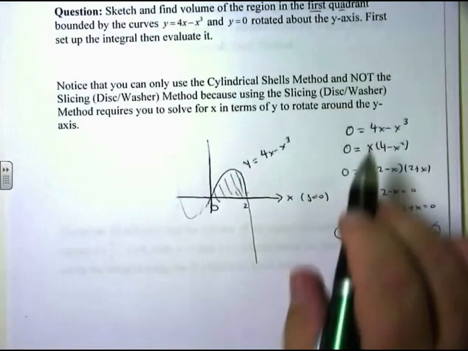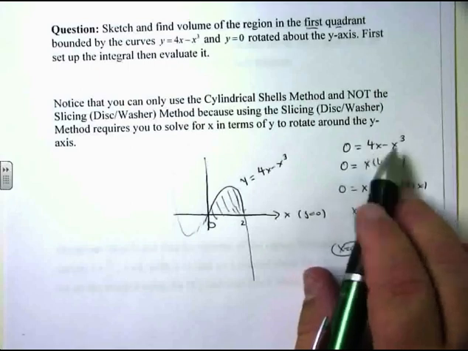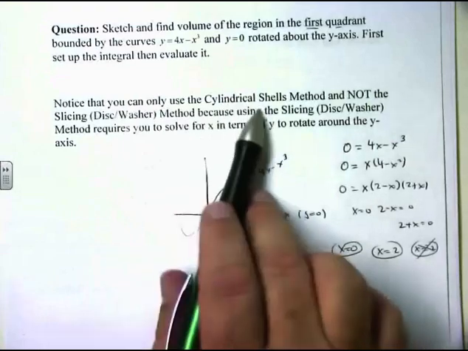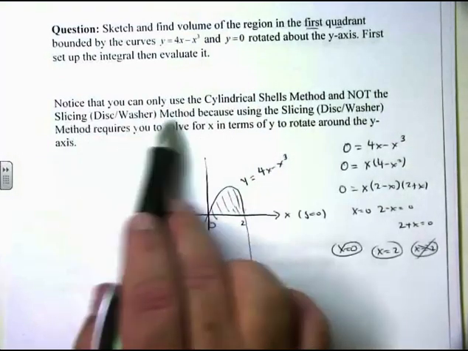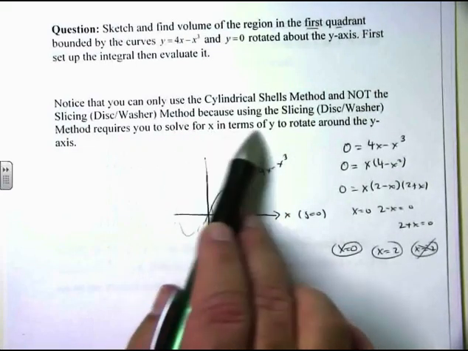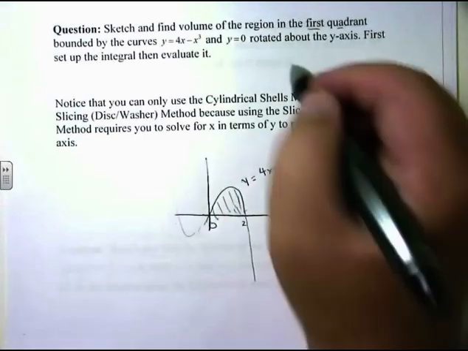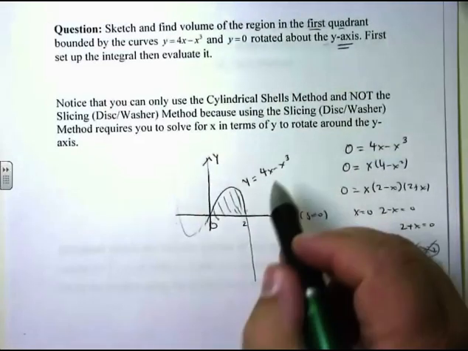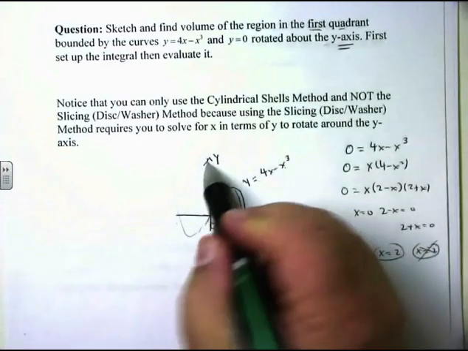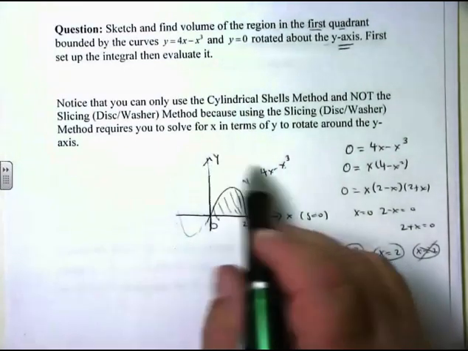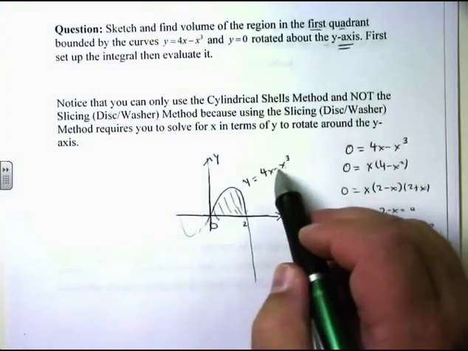But this is a nasty looking function. Look at this. 4x minus x cubed. All right. Notice that you can only use the cylindrical shell method and not the slicing dishwasher method, because the slicing dishwasher method requires you to solve for x in terms of y. Now, remember, we're trying to rotate around the y-axis. And this is the whole purpose of the shell method. The function's in terms of x, and I want to go around the y-axis. That screams shell. But you could possibly use the dishwasher method, but to be able to use dishwasher, they have to have the same variable. Y-axis, you've got to solve for x in terms of y. So solving for x in terms of y is going to be impossible.